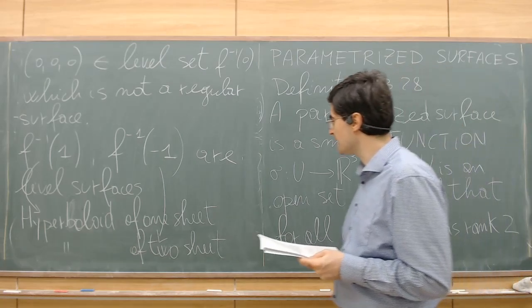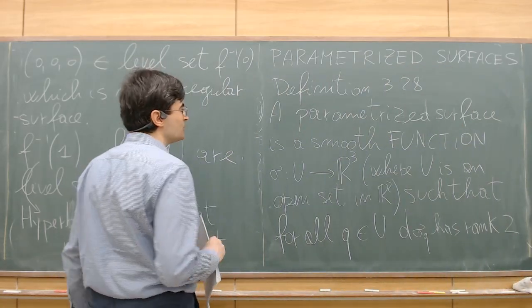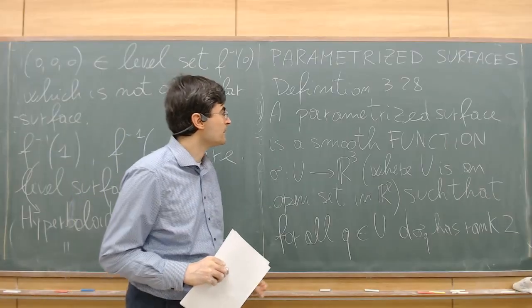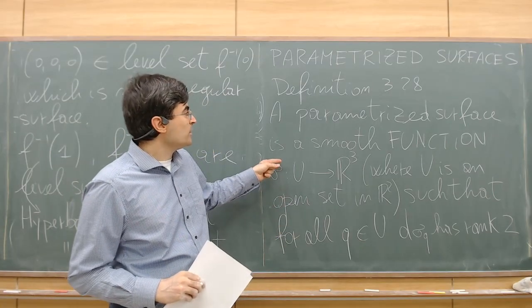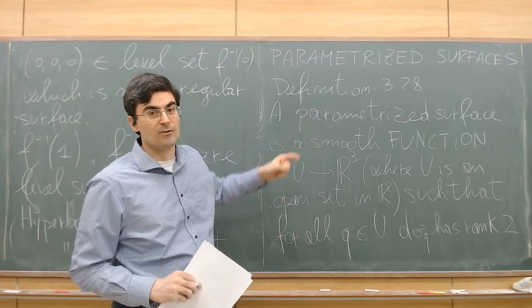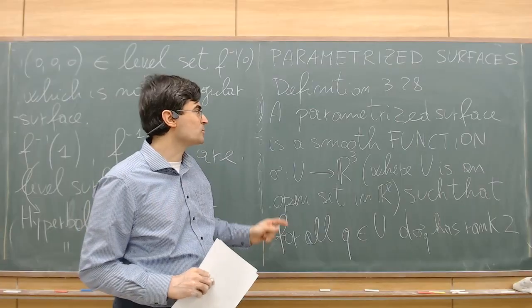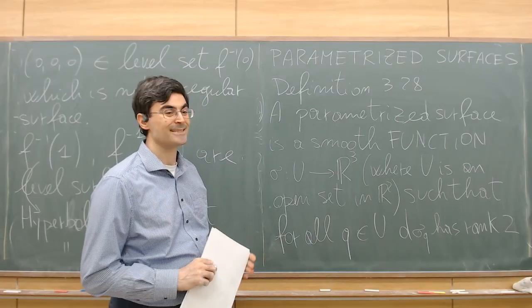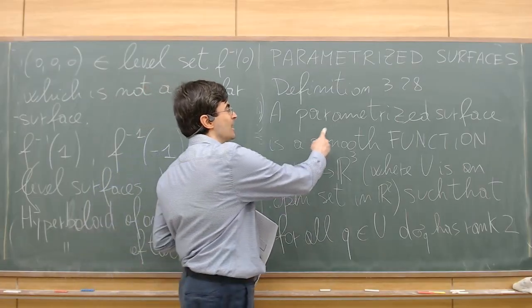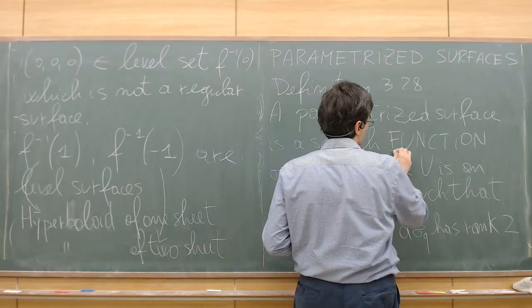So it is immediate to check that there is a profound difference between a parameterized surface and a regular surface. A regular surface is defined as a set, instead a parameterized surface is defined as a smooth function.